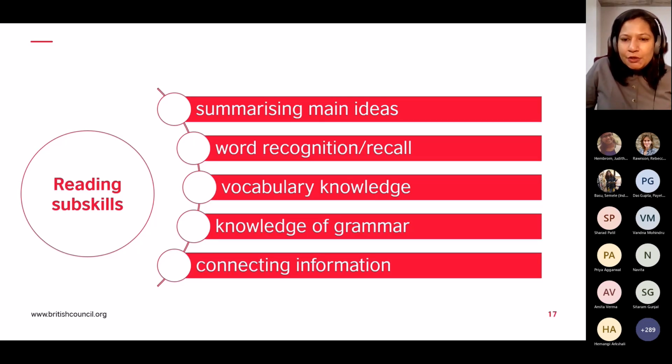reading sub-skills. So just like we thought about the speaking sub-skills, what are the specific smaller steps that we take when we speak and produce a spoken message? What are the things that we do when we read something? So let's say you're reading something, an announcement board at a railway station. So we are looking at reading skills now, right?